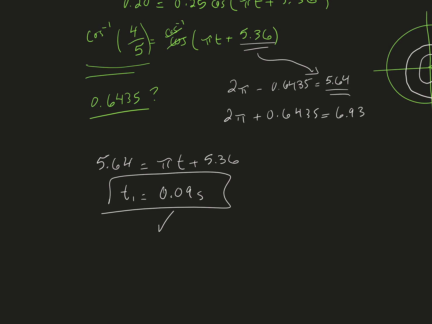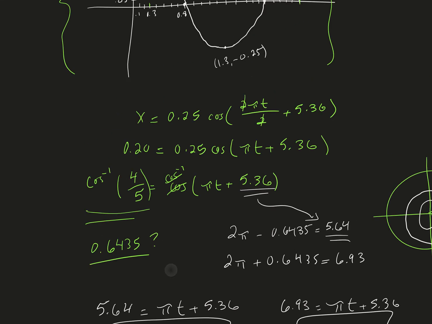If I look at my next one, so if I look at the 6.93, then solve this one, same idea, right? Subtract the 5.36 over, divide by pi. I get t equals 0.51 seconds. And again, that actually kind of makes sense.